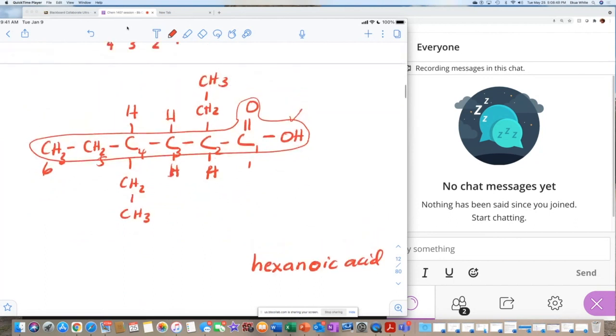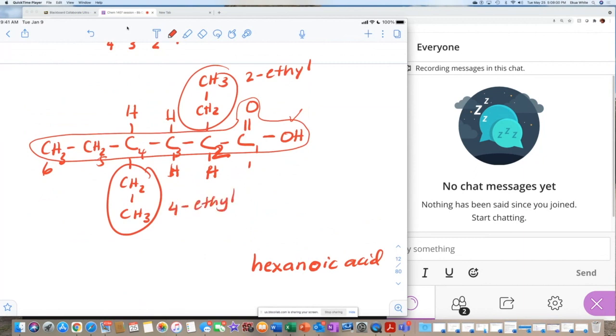Now I have 2 side groups. One on carbon 2 right here. So this is going to be 2-ethyl because I have 2 carbons. One on carbon 4 right here, 4-ethyl. Okay, how do I bring this together? They're the same side groups. So it's going to be 2, 4 diethyl hexanoic acid. Let me bring that closer because I'm not good with space. There. 2, 4 diethyl hexanoic acid.